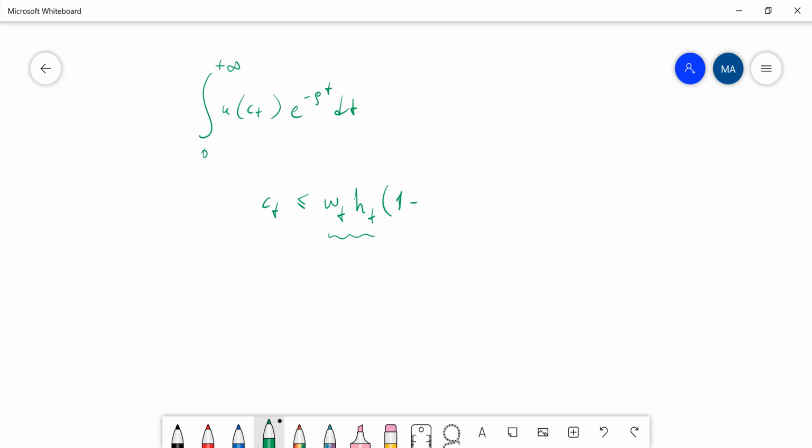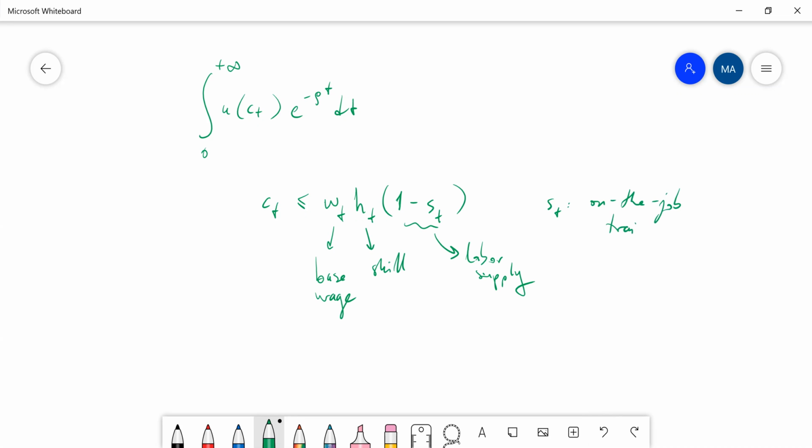So you spend some time, however, for schooling, let's say, or on-the-job training. Okay. So this is your base wage. This is your skill endowment. And this is your labor supply. Okay. So S here is, let's say, on-the-job training. Okay, you have 1 unit of time. You spend S units of it on on-the-job training, and then in the remaining time you work. But now, of course, the problem becomes interesting because on-the-job training allows you to accumulate more skills.